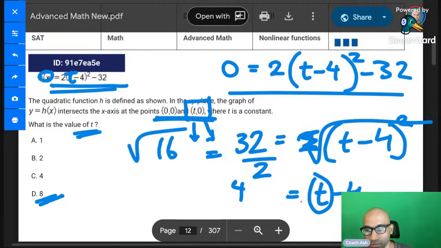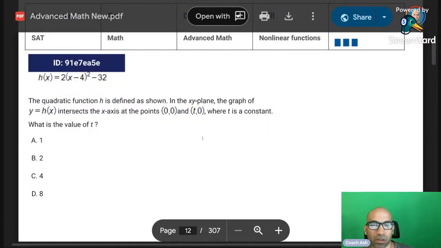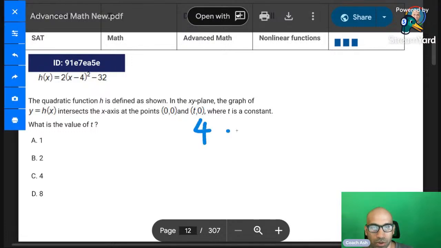How do you find t? Easy. I think you know this part. So I'll just erase all of this. So you had 4. Just simplifying this, you can always go back and check it, is equal to t minus 4. And so t is equal to 8.